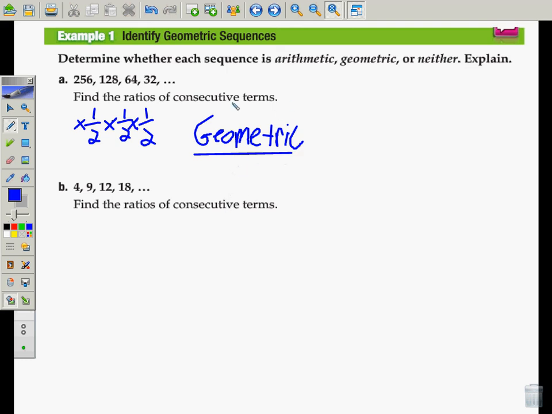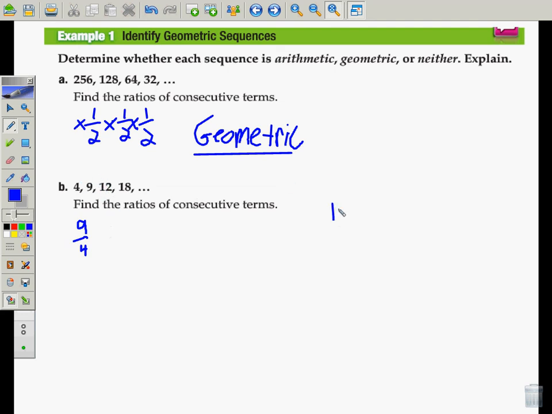Now, looking at this second part, we want to see if it is arithmetic, geometric, or neither. Is it arithmetic? I add 5, then I add 3, then I add 6. Those aren't all the same, so it obviously is not arithmetic, and I can eliminate that one. Now see if it's geometric. What's 9 divided by 4? You could write it as a decimal, but it would just be 9/4. Then the next part, 12 divided by 9, is 12 ninths.